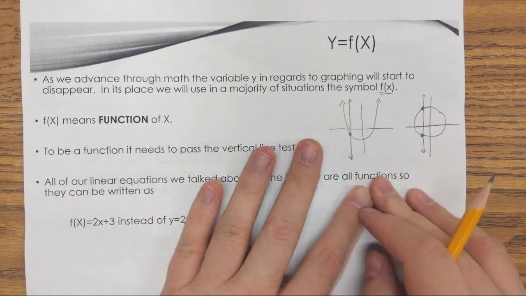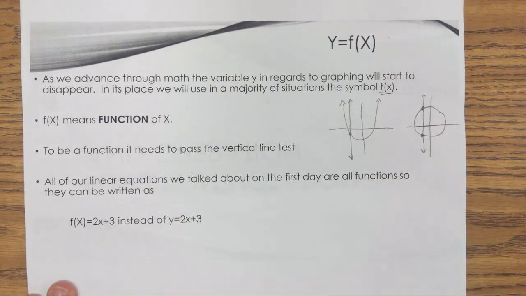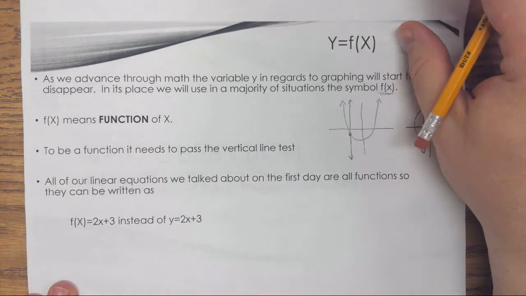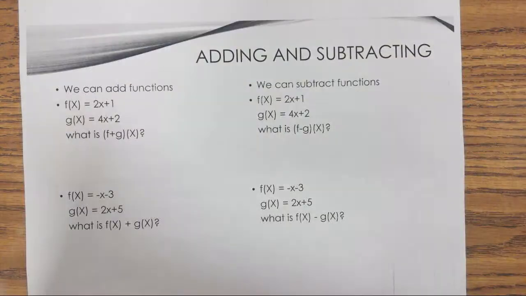This should all be review for you guys. You should have seen all this stuff in Algebra 1. Just a refresher here. So all of our linear equations that we've been talking about, and absolute value equations and all that stuff in the first few days, can all be written as f of x equals 2x plus 3 instead of y equals 2x plus 3. That f of x is just taking the place of the y. Okay, so that's our function notation. Moving on.